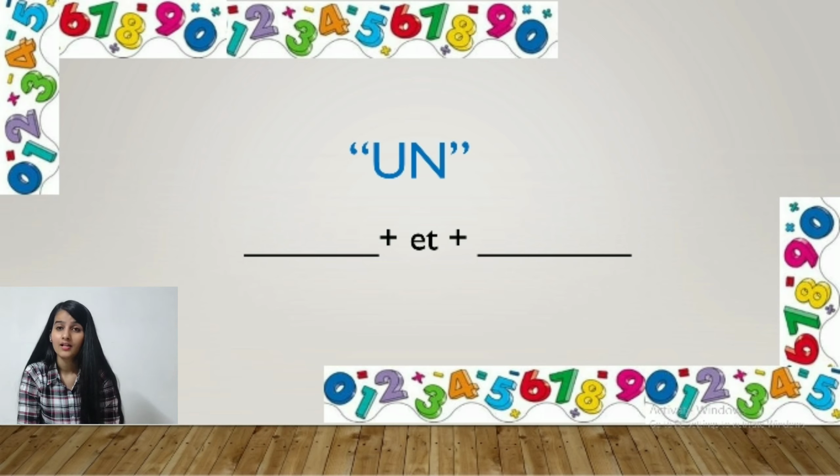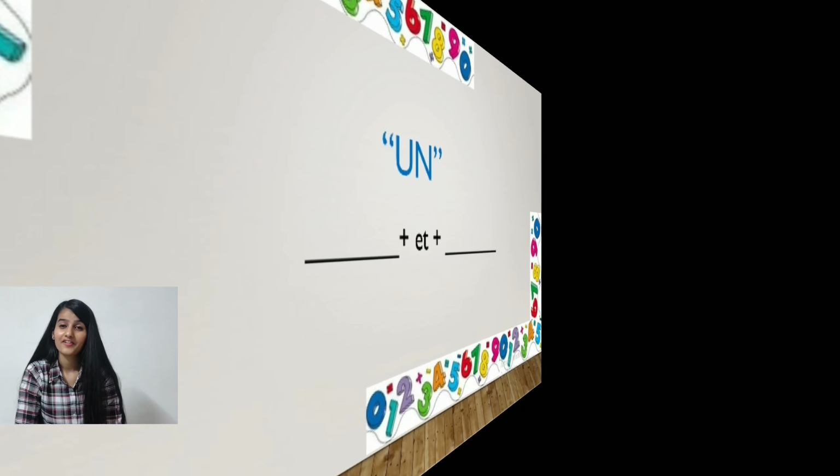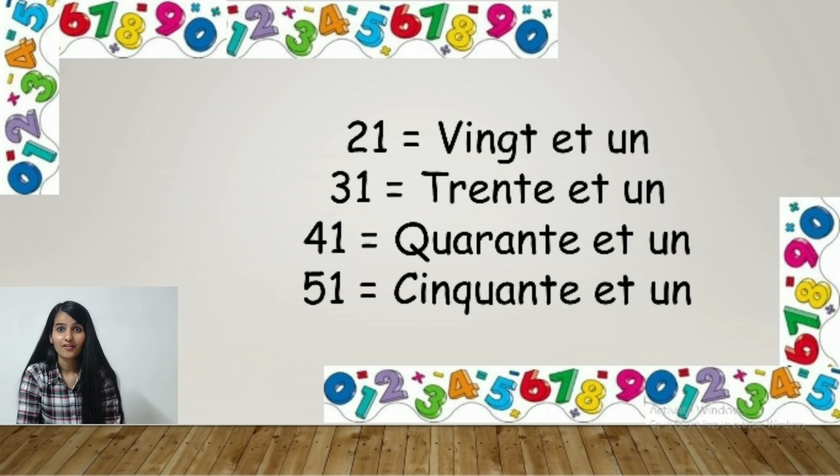So, for example, 21: vingt et un. That is 20 and 1. In the same manner, 31: trente et un. 41: quarante et un. 51: cinquante et un. Bravo! You can easily make all the numbers.